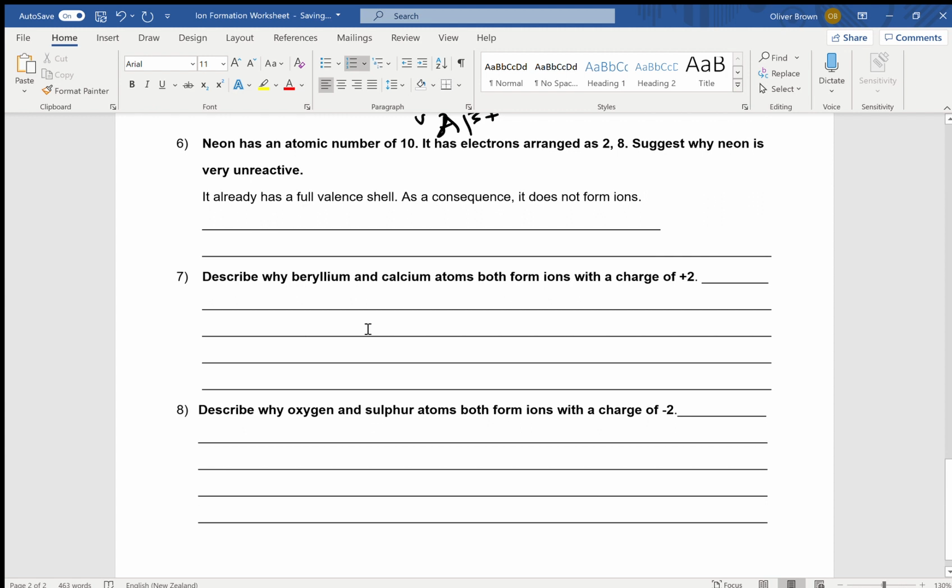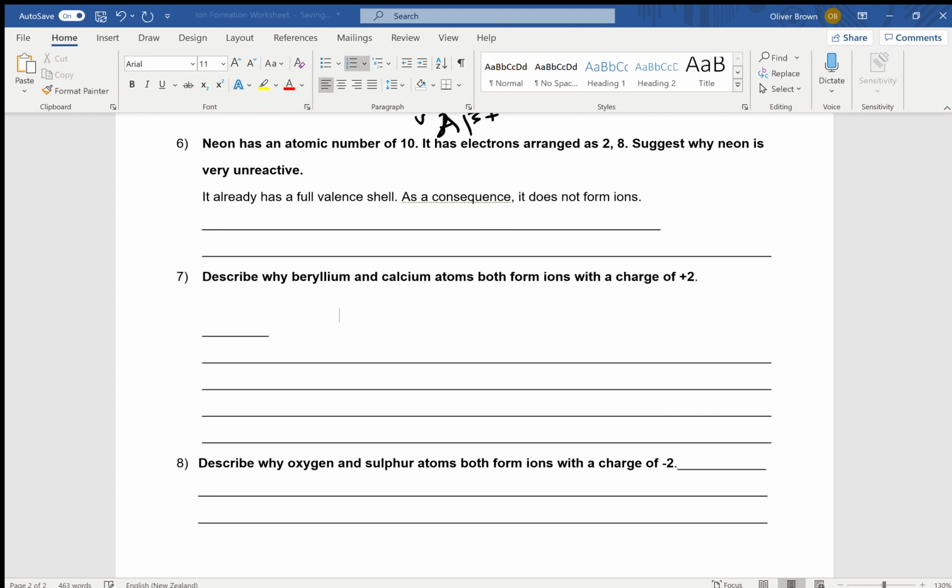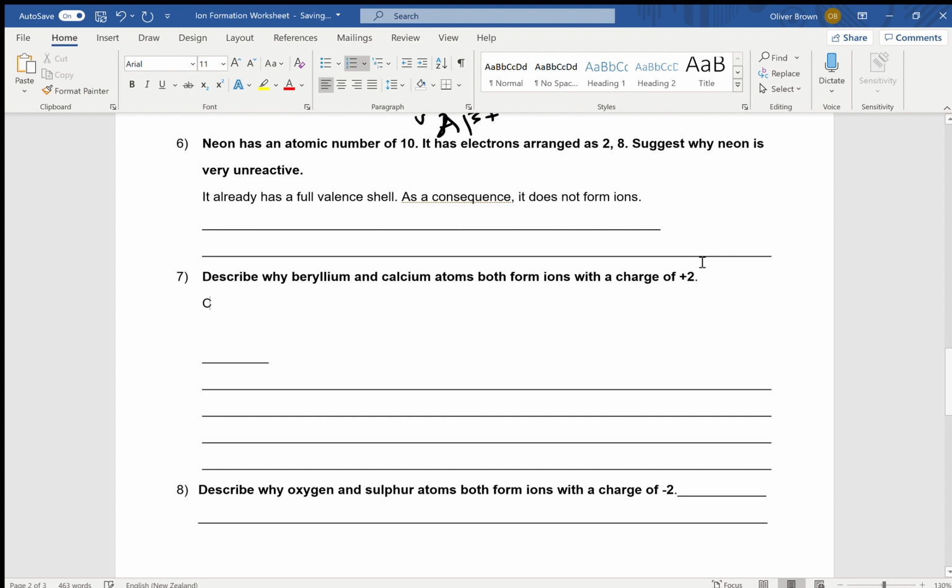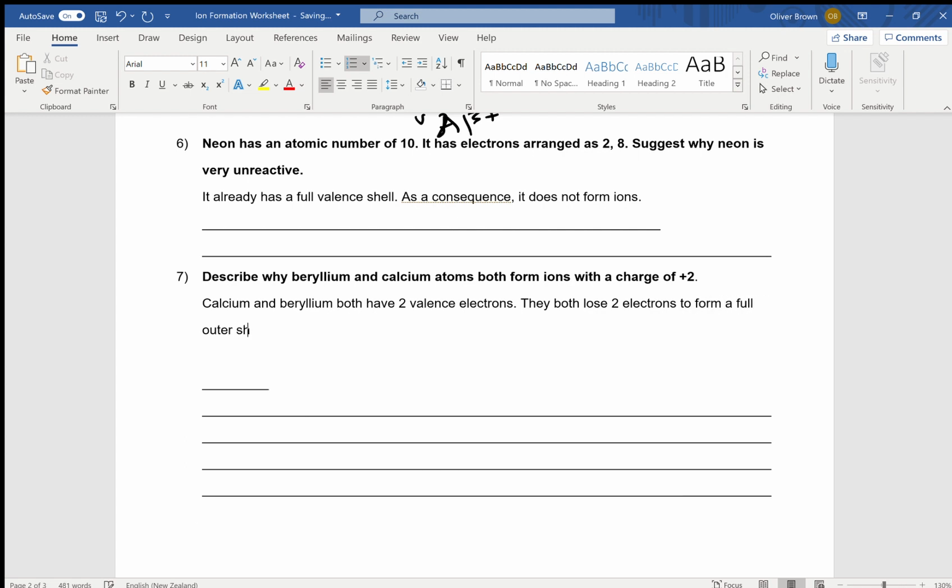Describe why beryllium and calcium atoms both form ions with a charge of 2+. This comes back to this idea of the full outer shell, right? So for calcium and beryllium, both have 2 valence electrons. They both lose 2 electrons to form a full outer shell.